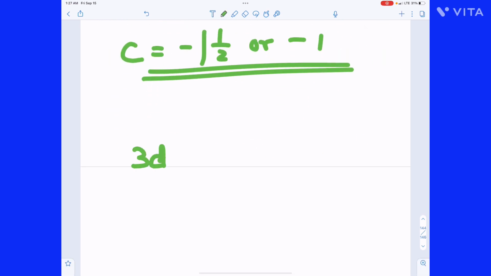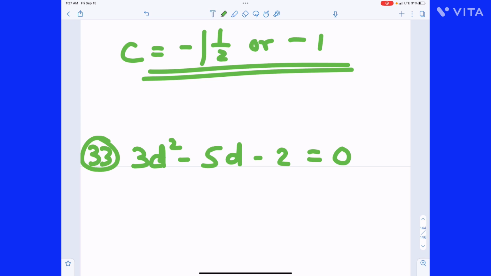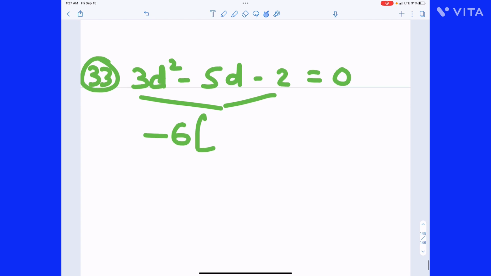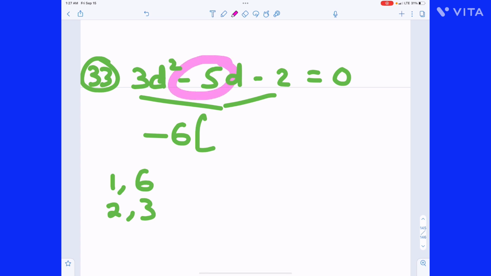3d squared minus 5d minus 2 is 0. Question 33. 3 times minus 2 is minus 6. What are the factors of minus 6? We need numbers that add to give minus 5 and multiply to give minus 6.